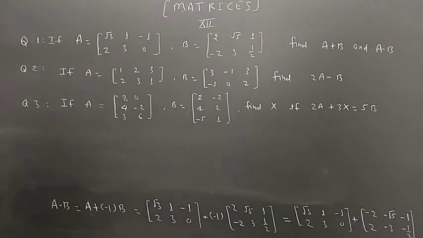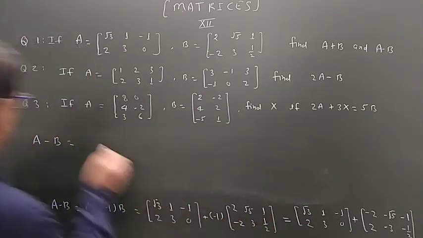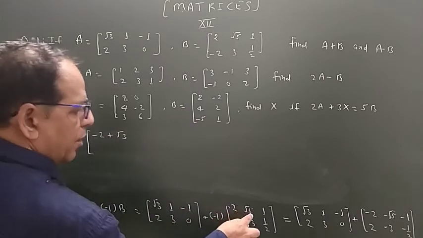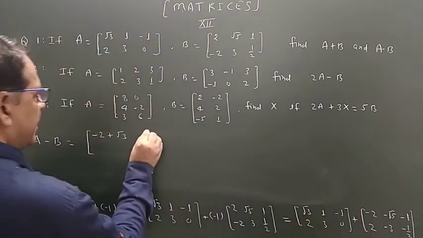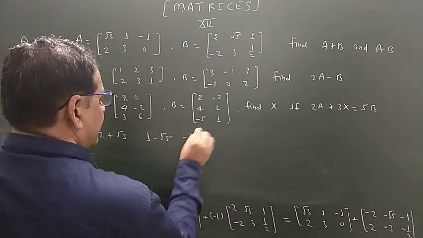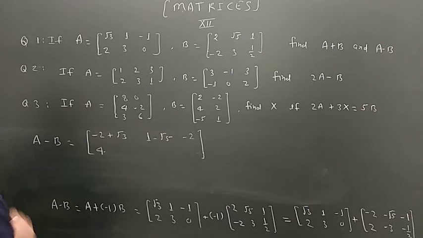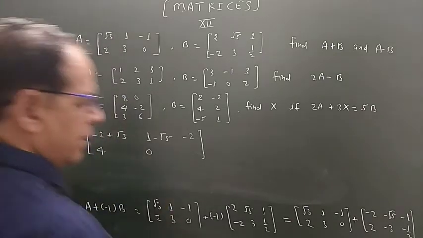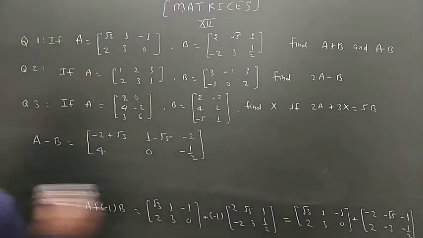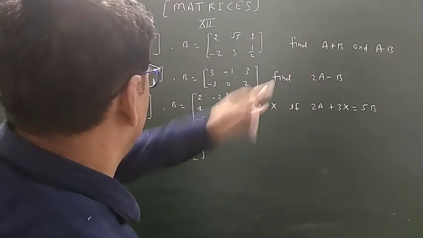So the final step can be written as A minus B equal to the matrix [minus 2 plus root 3, 1 minus root 5; minus 1, minus 1, minus 2]. Second row: 2 plus 2 becomes 4, 3 minus 3 becomes 0, and 0 minus half becomes minus half. This is the value of matrix A minus B. So this was question number 1: how can we add two matrices and how can we subtract?